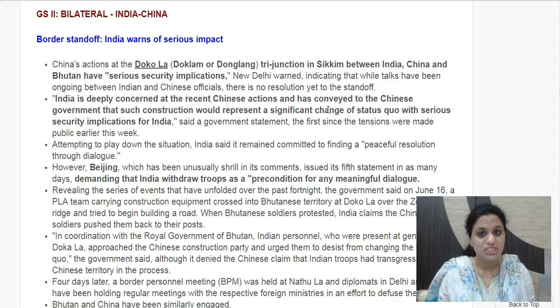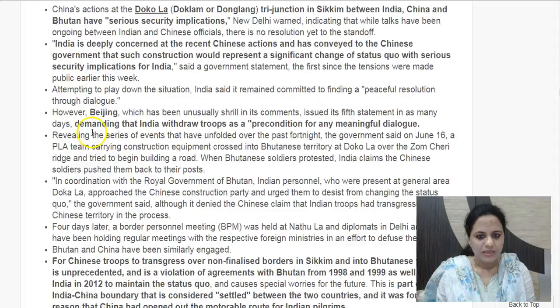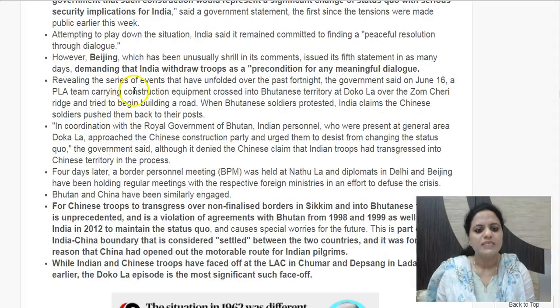Siliguri corridor or the Chicken's Neck, through which mainland India connects with the northeast. So if you look at the map of India, this narrow strip through which mainland India and the northeast are connected is called Siliguri corridor, Chicken's Neck, which lies in Siliguri. This is in West Bengal, right? So that's what the demand of Beijing now is, that India should withdraw the troops and then a meaningful dialogue can be initiated.